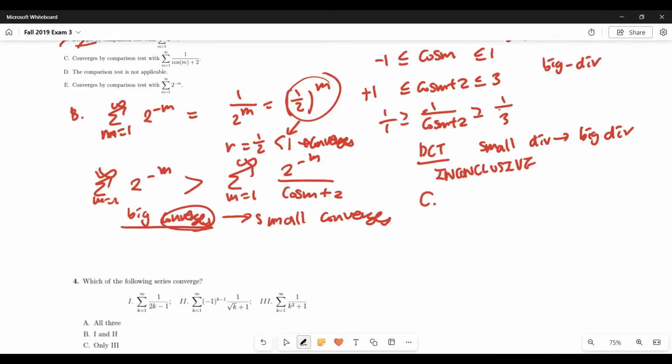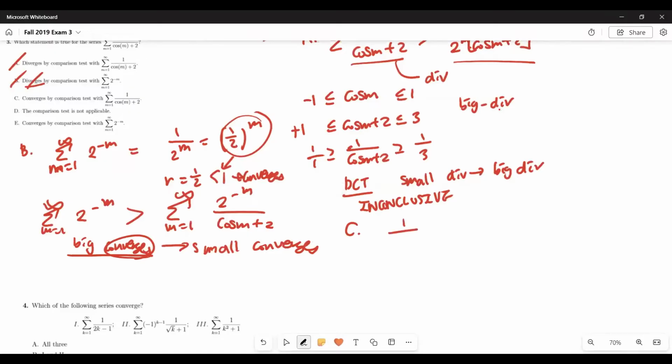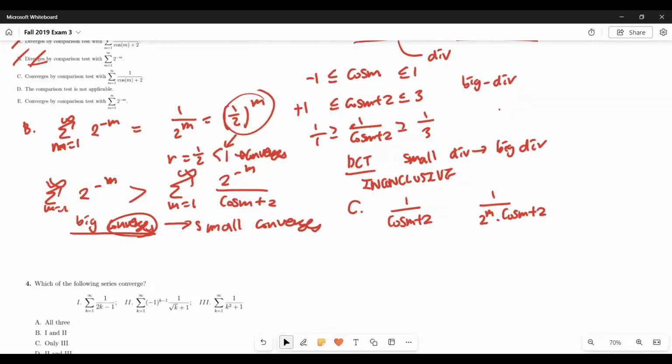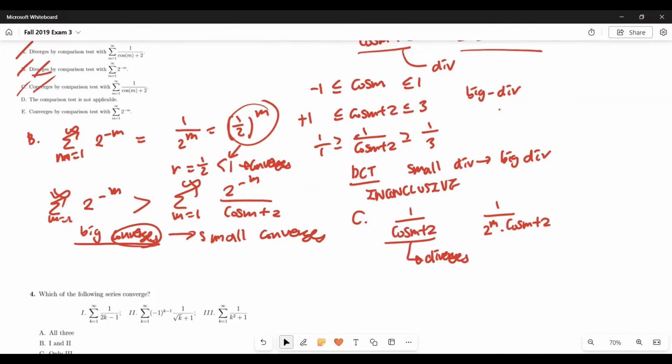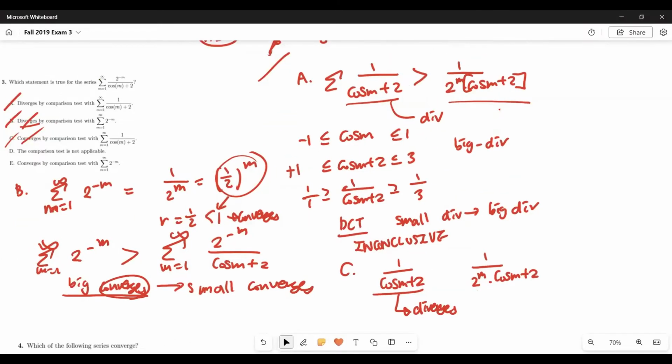And let's look at C. Converges by comparison test with 1 over cosine m plus 2, sorry, and then 1 over 2 to the m cosine m plus 2. So we know that this one is diverging from the above example from A, right? So this is wrong. It's not even converging, it's diverging. So C is not right. D, we don't know because we have to check E first, right?